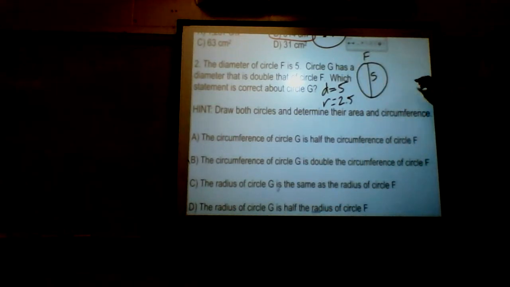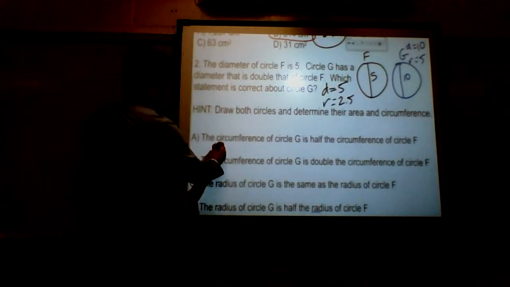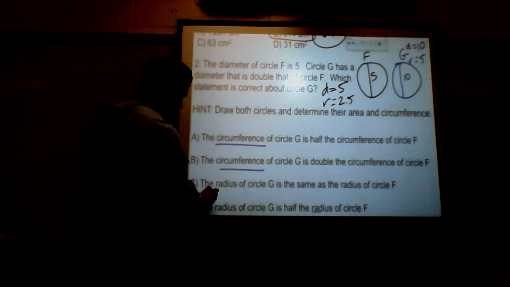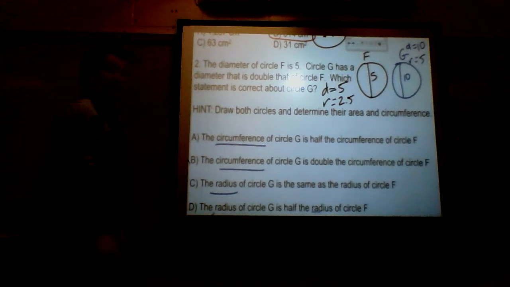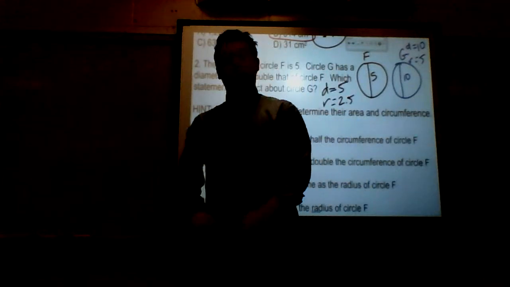Circle G has a diameter that's double circle F. Well, if F's diameter is 5, this will be 10. So the diameter of circle G is 10, the radius is 5. That information is important. Now it says which statement is correct about circle G. And if you look in the answer choices, they have to do with circumference and radius. So let's take a look at these. Just by drawing the picture and labeling, we might be able to figure out our answer.